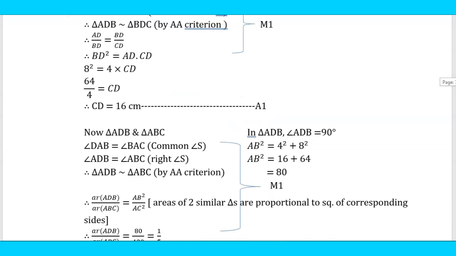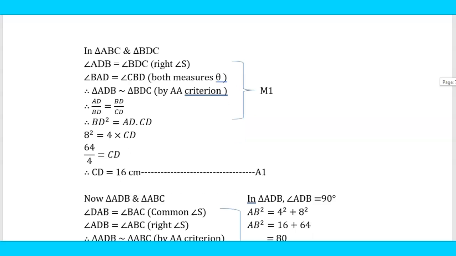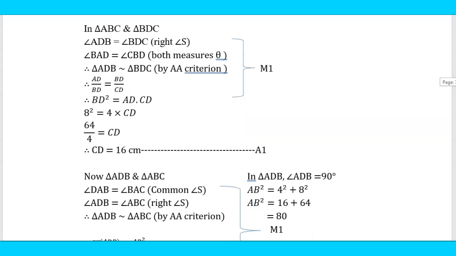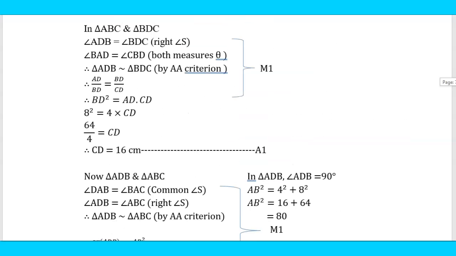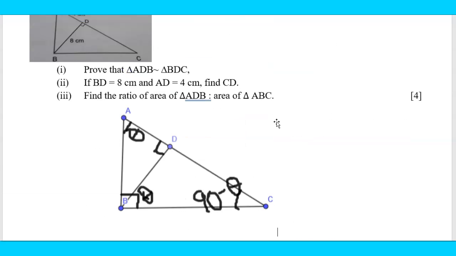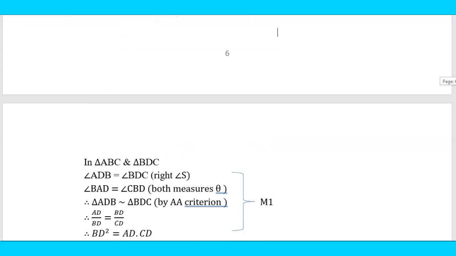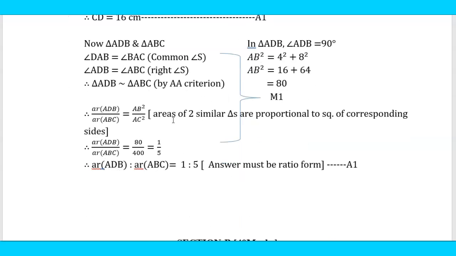So proving that similar triangles part, you will get 1 mark, and getting the value of CD you will get 1 mark. And after that, you have to find the ratio of these two triangles. So anyhow, you have to prove that ADB and ABC are similar triangles. So for that, you have to use the area theorem of similarity, that areas of two similar triangles are proportional to the squares of the corresponding sides. Using that, you will get the ratio. If you have used this area theorem of similarity correctly, you will get 1 mark.